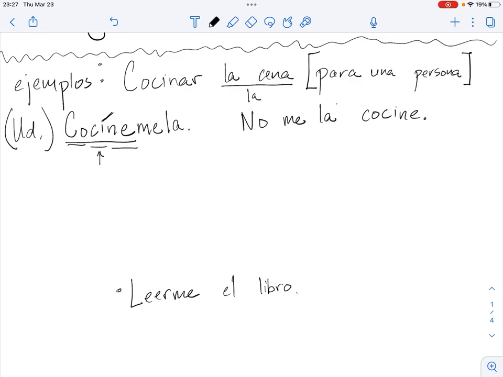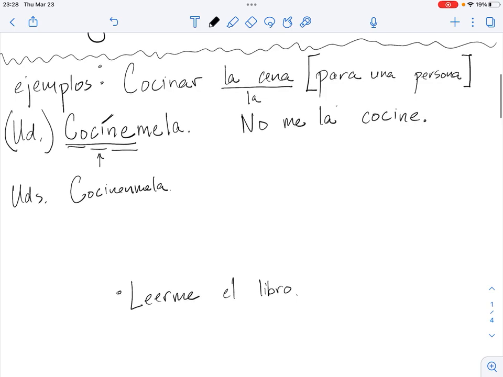All right. Let's vary it slightly. Let's make it an ustedes command. Cook, all of you cook it for me. Cocínenmela. Now the stress in cocinen ends with an N. The next to last syllable is still si. So cocínenmela. No me la cocinen.